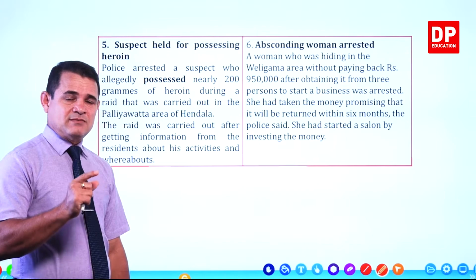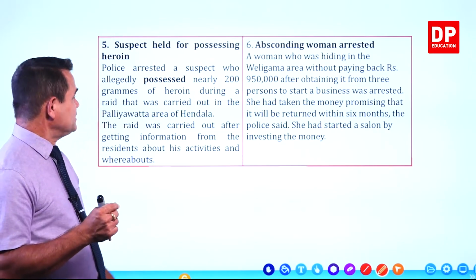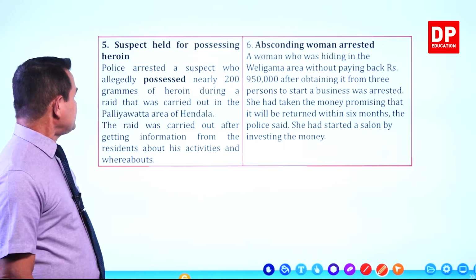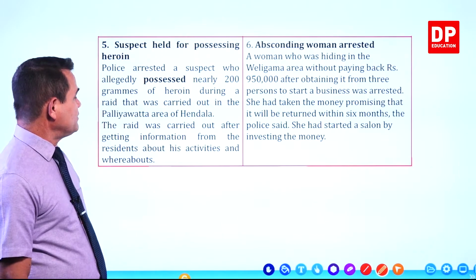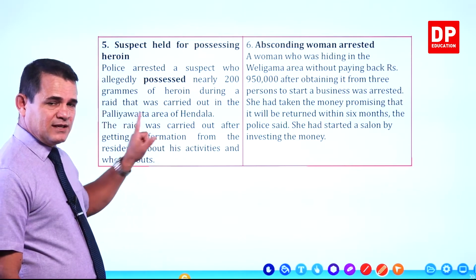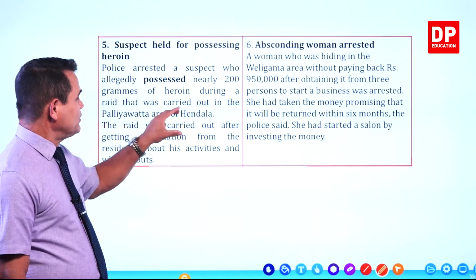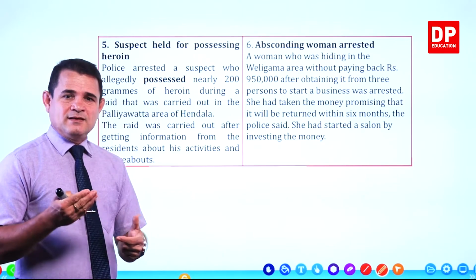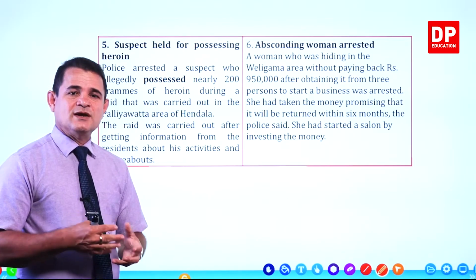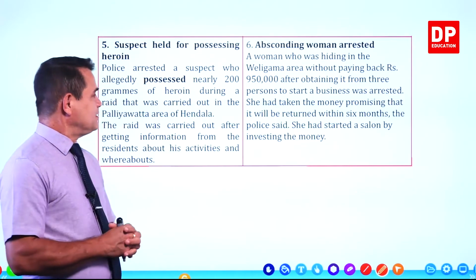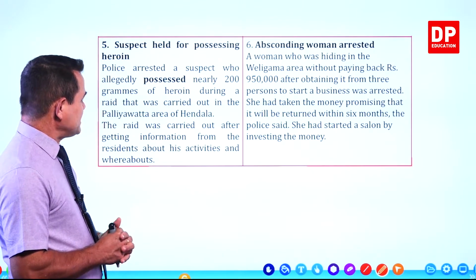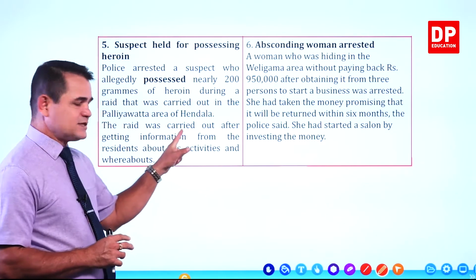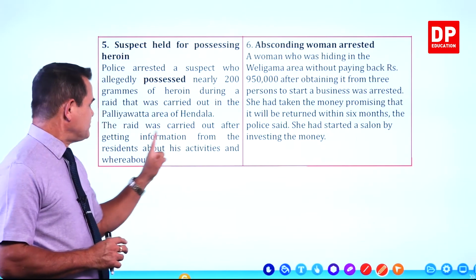Heroin gram 200ක් පමණ ළඟ තබාගෙන heroin during a raid that was carried out in the Palliyawatta area of Handala. මෙන්න මේ හැන්දල පල්ලිවත්ත ඒරියා එකේ කරපු වැටලීමකදී පුද්ගලයෙක් අත්අඩංගුවට අරන් තියෙනවා for possessing 200 grams of heroin. The raid was carried out after getting information. The raid was carried out. මේ වැටලීම කරලා තියෙන්නේ after getting information.